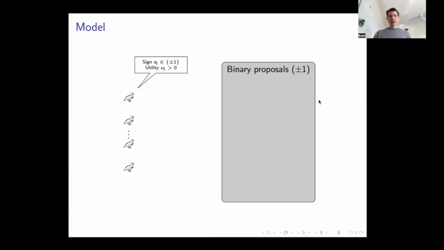So let me now talk a little bit about the model that we're going to think about. We're thinking about these kind of binary proposals, like the type of proposals you see in Uniswap or Compound or things like this, where it's a yes/no vote. Should we deploy on some new chain, or should we add some new token to our list of approved collaterals, or something like this? So it's yes/no votes, and you have a whole bunch of voters, and they have some guess about whether they should vote +1 or -1. So this is their signal S1, and they have different utilities if this vote goes through.